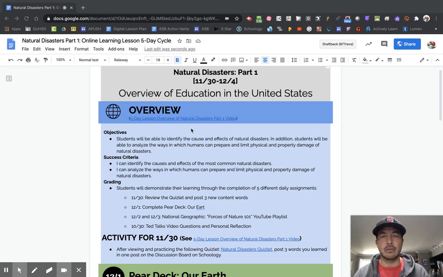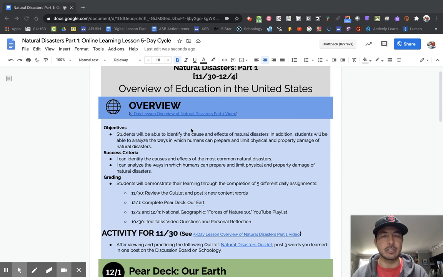In this unit, we'll be focusing on the causes and the effects of natural disasters. That's what we'll be spending this week on. Next week, we're going to be doing an activity and a project regarding the causes and effects, and helping you prepare for natural disasters, which do happen here in San Diego.